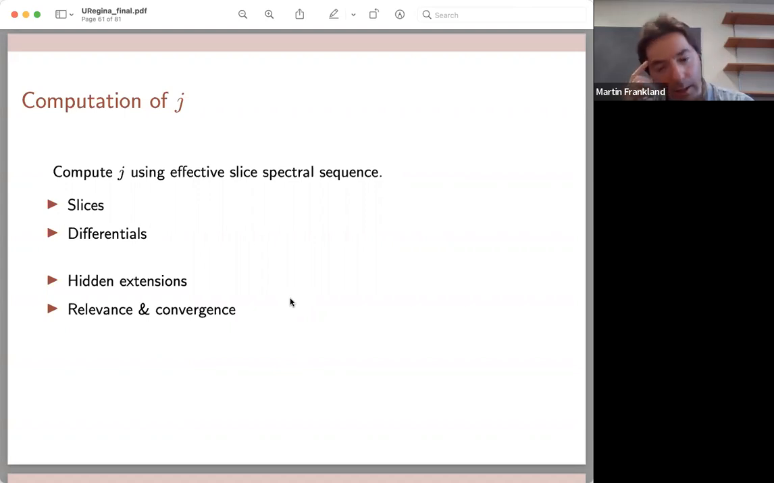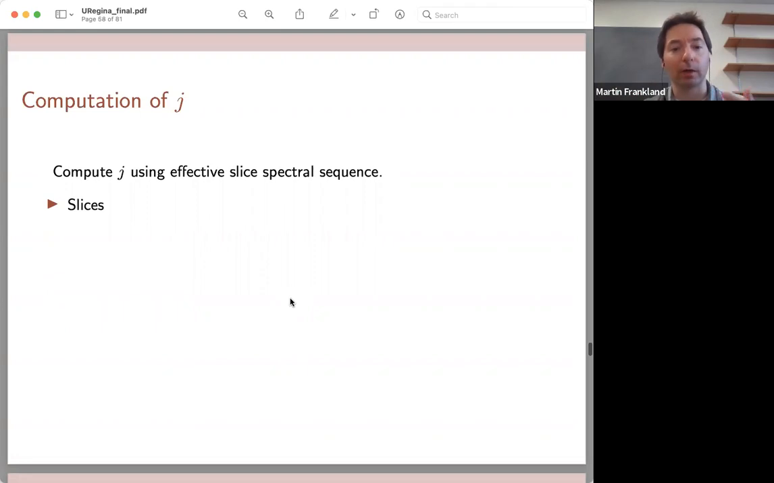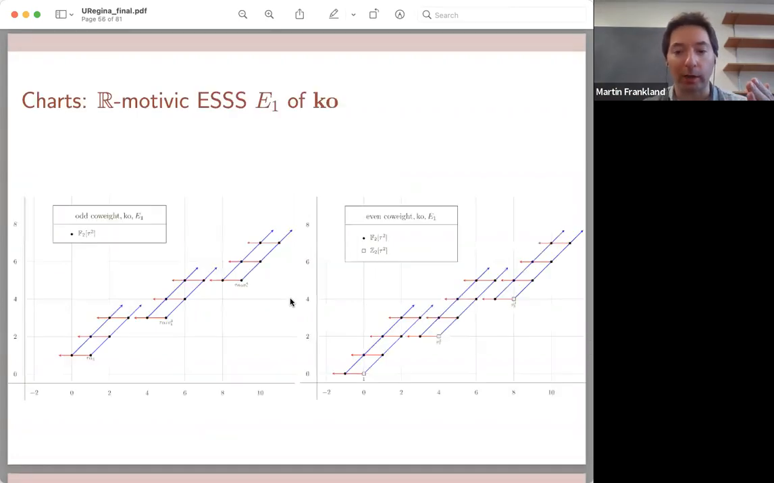Sorry, Hana. On the previous slide, you were saying that you're doing some R-motivic computations, and I was wondering if it's easier to work over the complex numbers first. At least I know in some contexts, it's simpler to work over C, and then you just crank it up and try R-motivically.